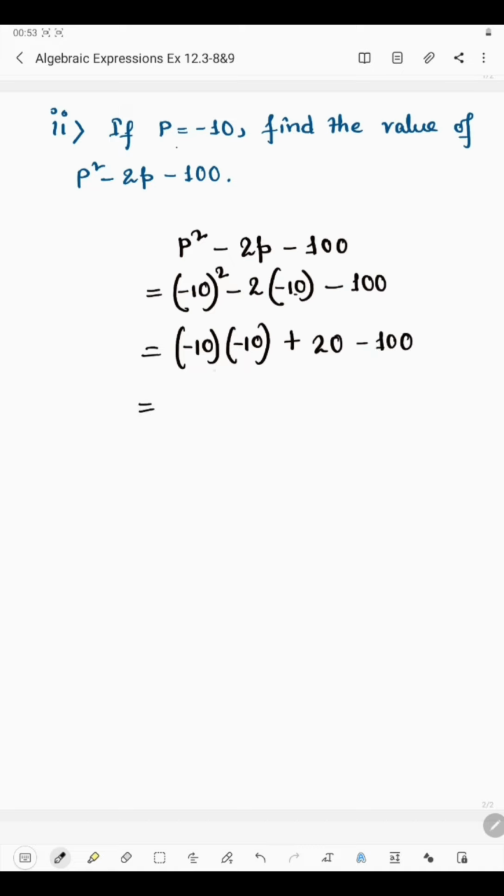Now if you multiply this, 10 tens are 100 and minus minus will become plus. Then we have plus 20 and minus 100. Now these two have the same value but opposite sign. So we'll be doing subtraction. 100 minus 100 is 0, so we can cancel these two. So the value of this expression will be 20. So this way we will have to find the value of the expression.